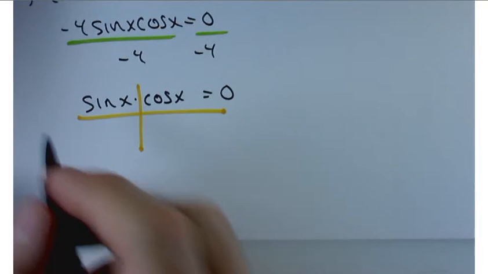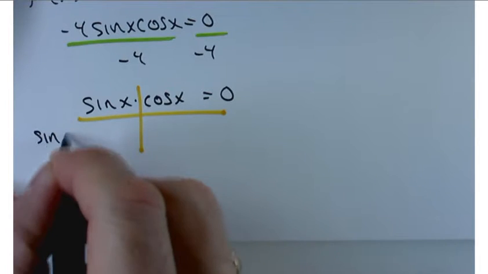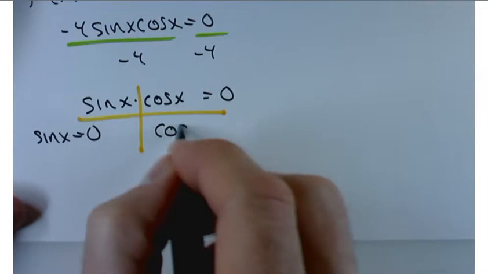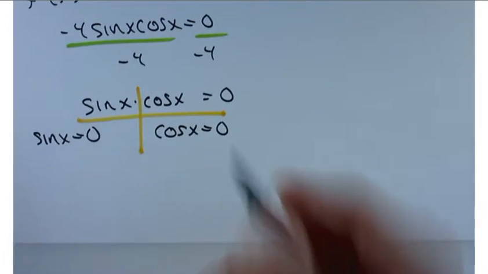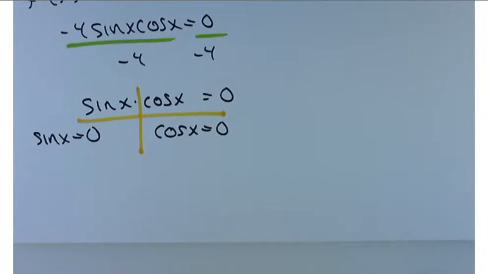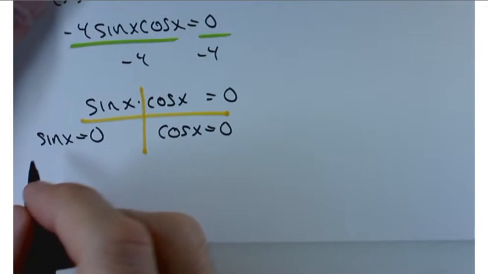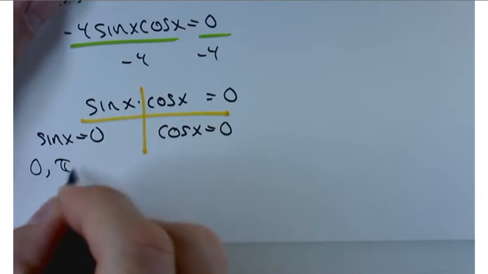So where does sine of x equal 0? Where does cosine of x equal 0? Well, these are problems that we can handle. Sine is which coordinate on your unit circle? The y coordinate. So where is it 0? Where's the y coordinate 0 on your unit circle? Yeah, 0, pi and negative pi would be the easy ones, right? 0, pi and negative pi.